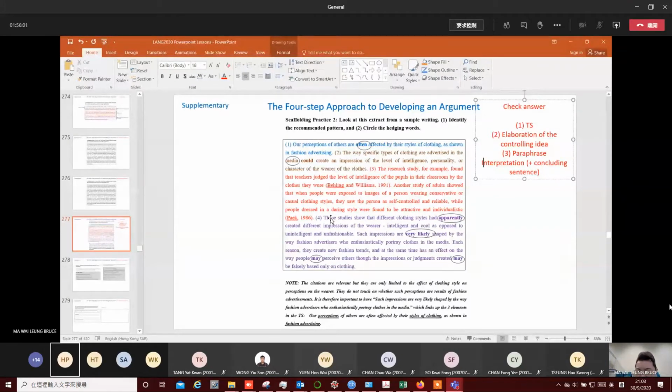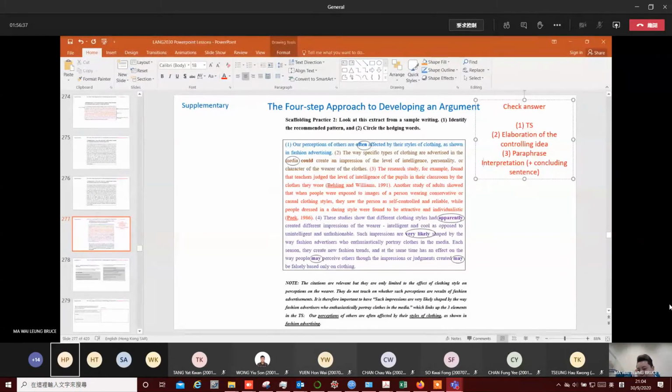See here, this study showed that different clothing styles had apparently created different impressions of the wearer: intelligent and fashionable as opposed to unintelligent and unfashionable. Such impressions are very likely shaped by the way fashion advertisers portray clothes in the media. Each season, they create new fashion trends. At the same time, this has an effect on the way people may perceive others, and impressions and judgments created may be falsely based only on clothing. So I think this is a long one. So an interpretation could be really long.